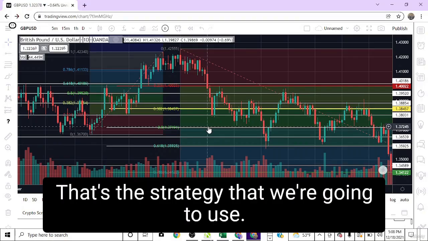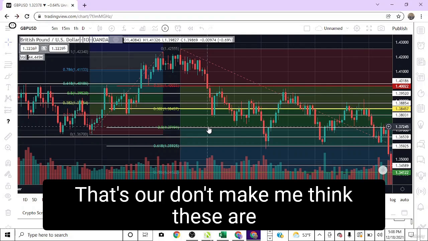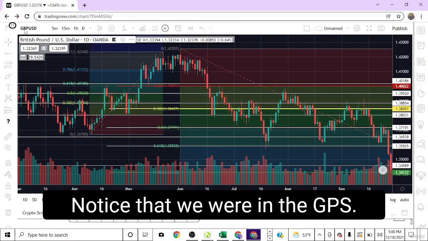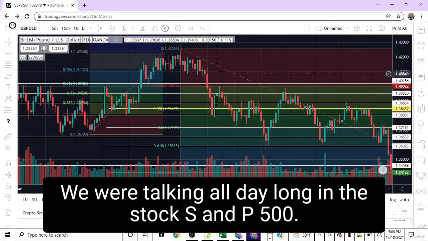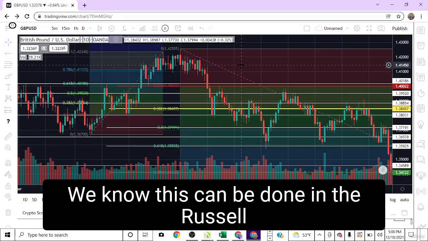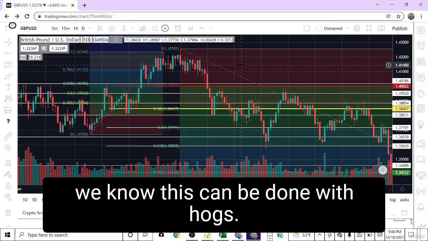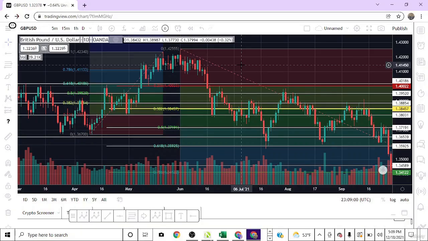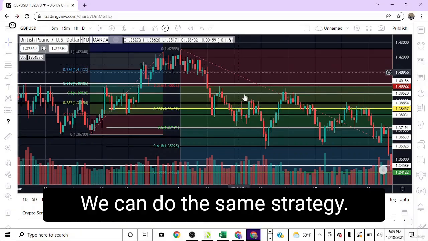that's the strategy that we're going to use. That's our don't make me think. These are the patterns we're going to look at. Notice that we were in the GPS. We were talking all day long about the S&P 500. We know this can be done in the NASDAQ. We know this can be done in the Russell. We know this can be done with hogs. We know that you can do this with bullion, silver, gold, platinum, bitcoins. We can do the same strategy.